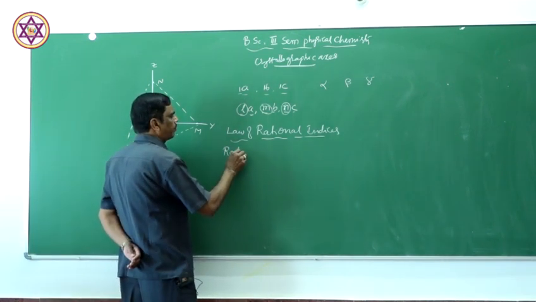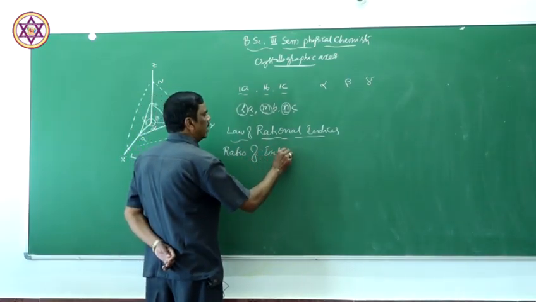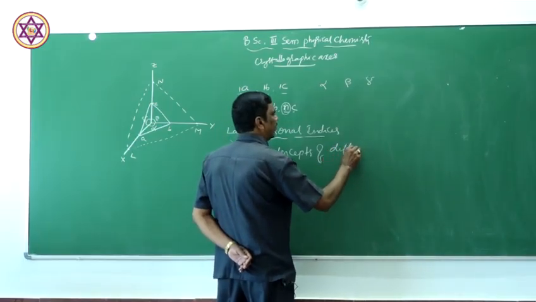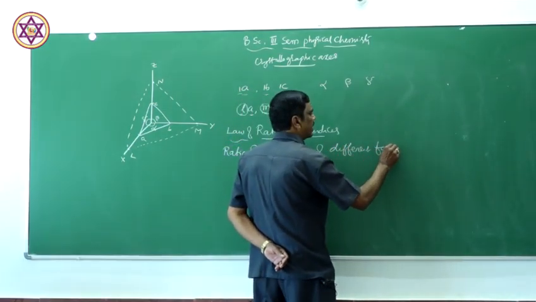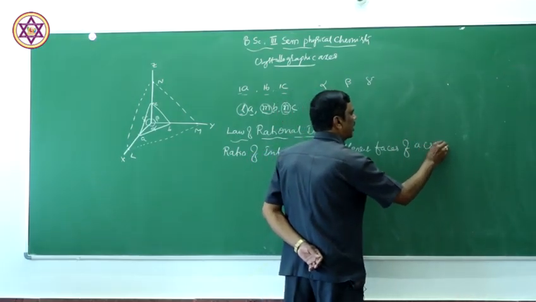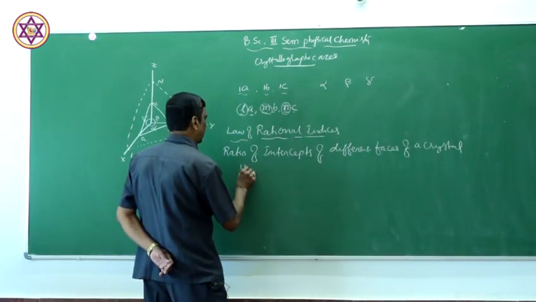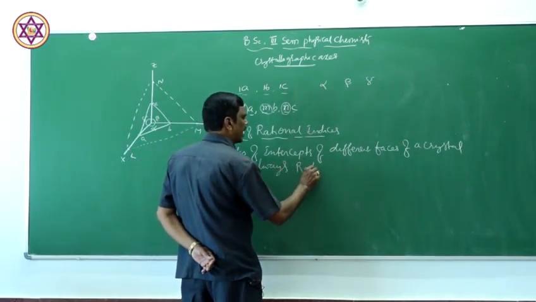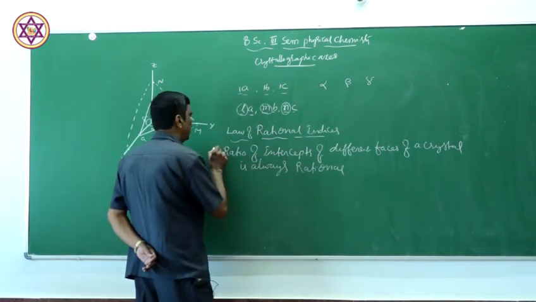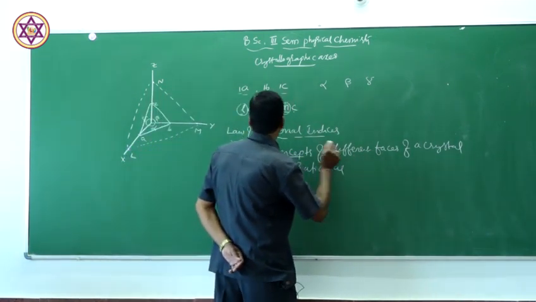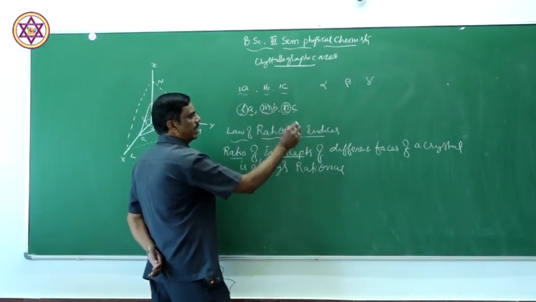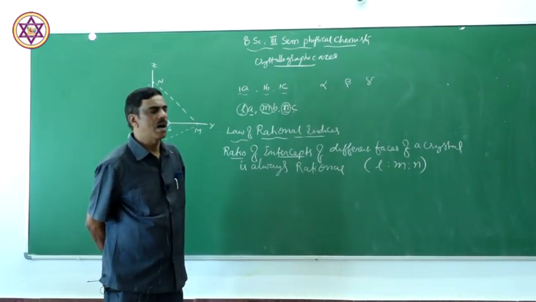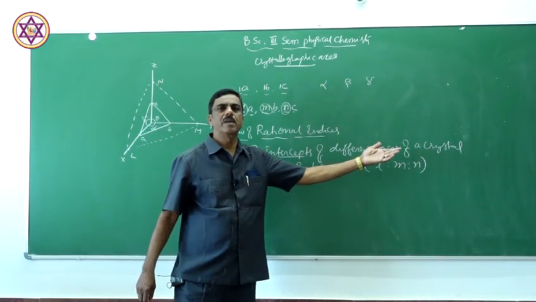The ratio of the intercepts of different faces of a crystal is always represented by a rational number, is always rational. So, this is the law. Ratio of the intercepts L is to M is to N. The ratio of the intercepts of different faces of a crystal is always represented by a rational number.